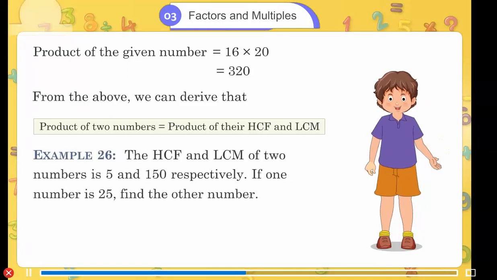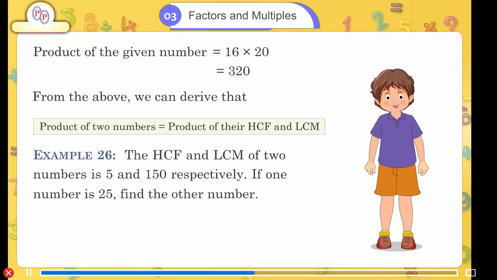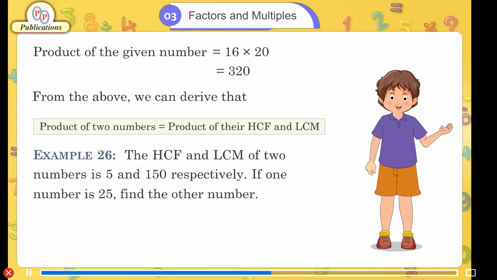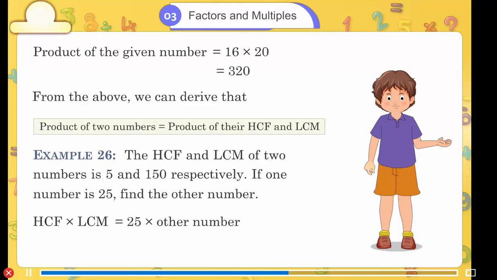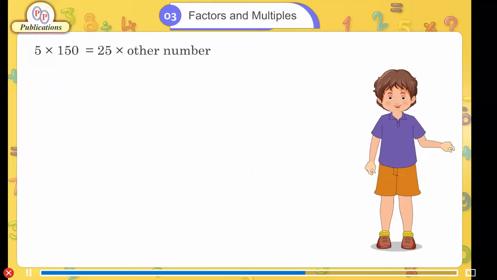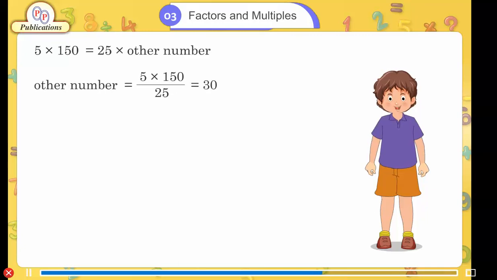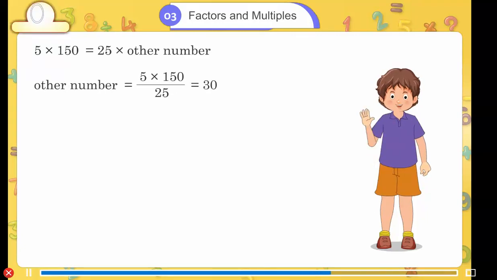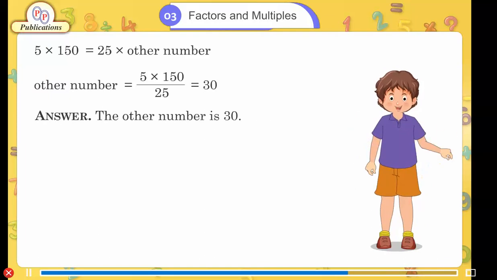Example 26. The HCF and LCM of two numbers is 5 and 150 respectively. If one number is 25, find the other number. HCF into LCM is equal to 25 into other number. 5 into 150 is equal to 25 into other number. Other number is equal to 5 into 150 by 25 is equal to 30. Answer: the other number is 30.